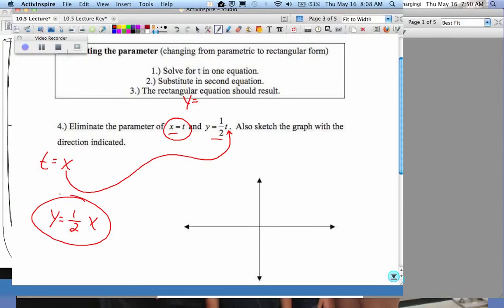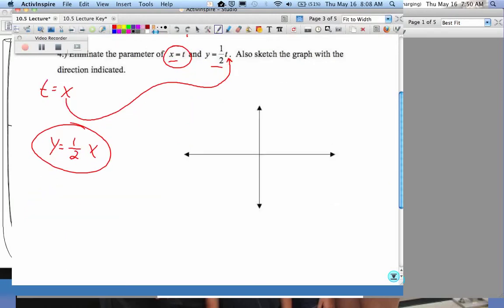Now, is that a recognizable rectangular equation? How do you know? What would you say? What is it? It is linear. What else do you know? Start at 0. Positive 1/2 slope. What's my intercept? 0. So for every 1 I go up, I go to the right 2. Up 1 over 2. So that would be my rectangular graph.